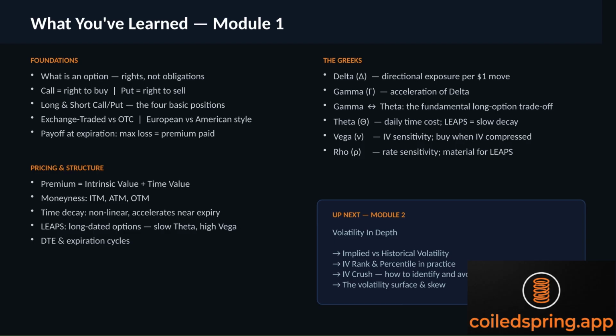You learned that an option premium is not a random number, it is the sum of 2 precise components: intrinsic value, which is the real and immediate value of the option, and time value, which is everything else, the time remaining, volatility, expectations. You learned what moneyness means, ITM, ATM, OTM, and why that distinction changes everything in the behavior of an option.